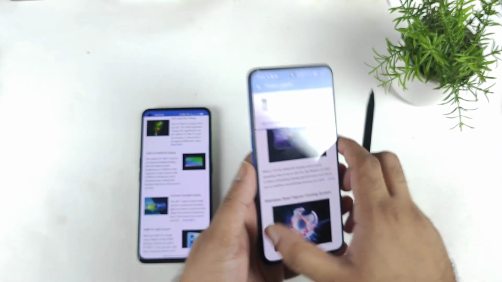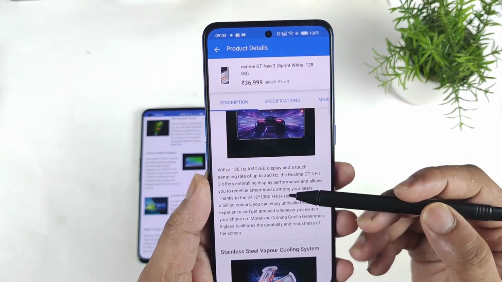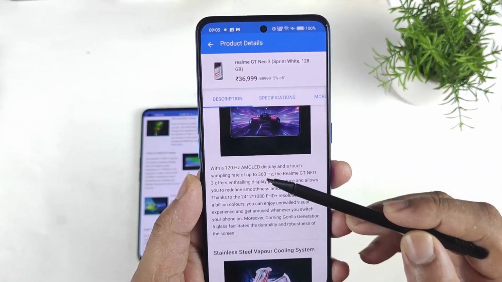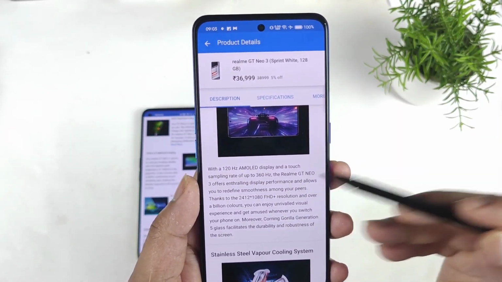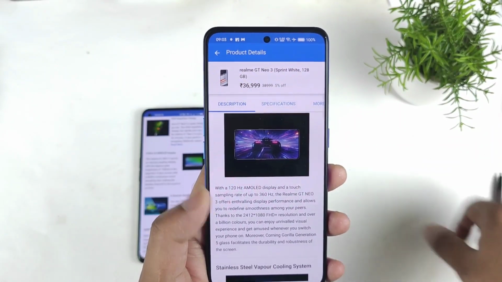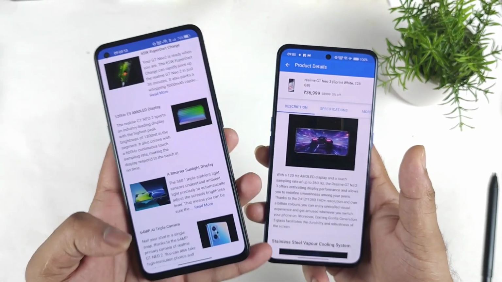That's the confirmation. And the next confirmation is for the GT Neo 3, where they mention a touch sampling rate of up to 360 Hz in the Realme GT Neo 3. As you can see, it's the same Flipkart website I am referring to for the information. You can clearly see here what's going on.